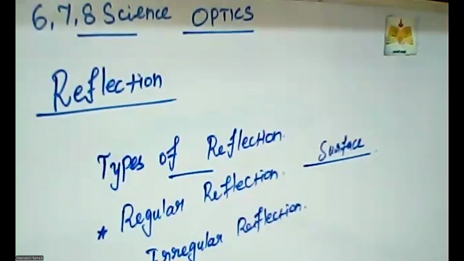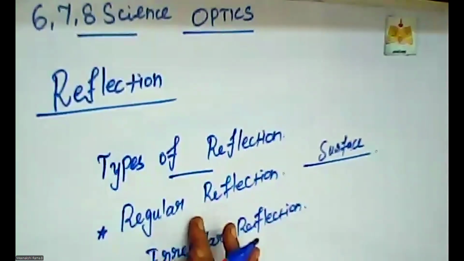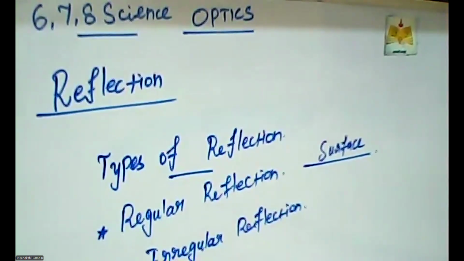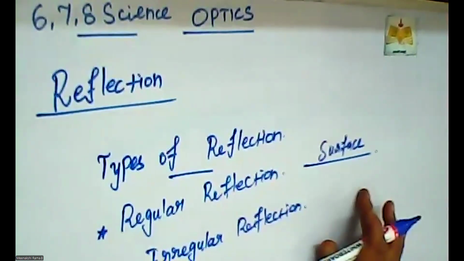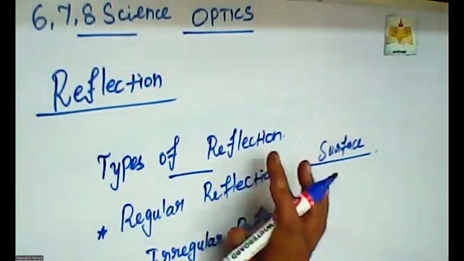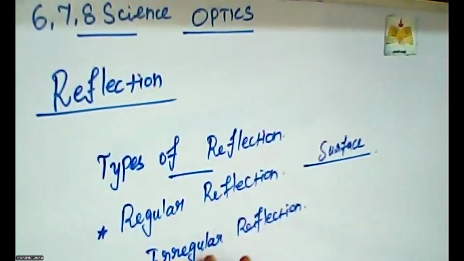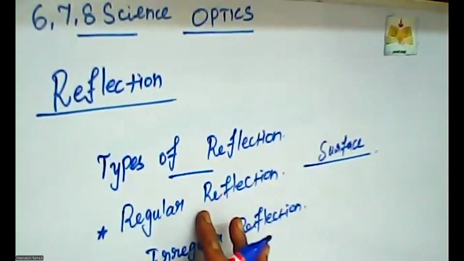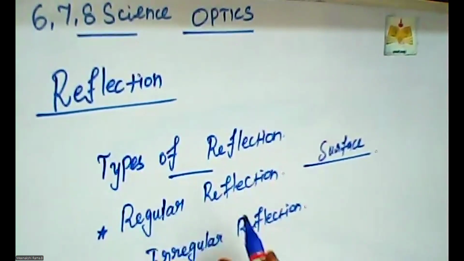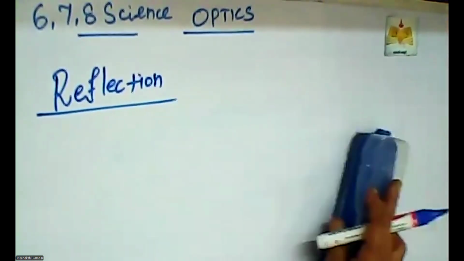Okay. So based on the nature of the surface, the reflection is classified into two types. One is regular, another one is irregular. One is regular reflection and another one is irregular reflection. So, what is a regular reflection?